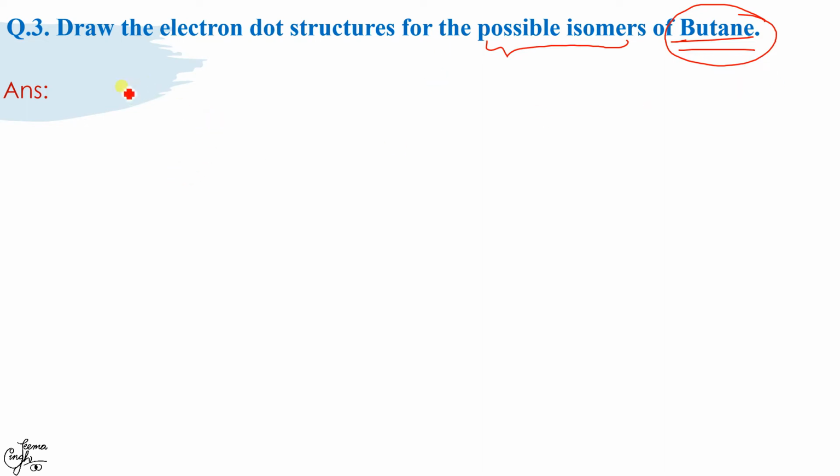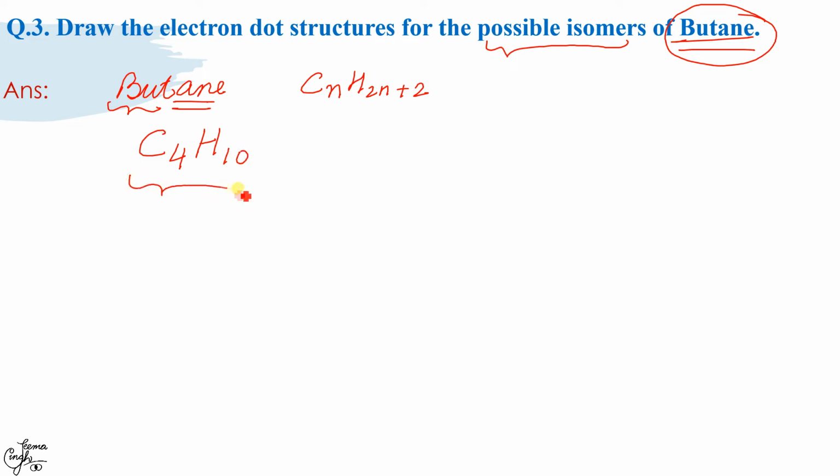First of all, butane. Just look at the name. Split it. Ane means it belongs to the alkane family with the formula CnH2n plus 2. Fine. But means 4 carbon atoms. C4. You should be able to write down the formula correctly. C4H10. Now you need to check whether the isomers are possible or not. First we'll draw the isomers, then we'll convert them into electron dot structure.